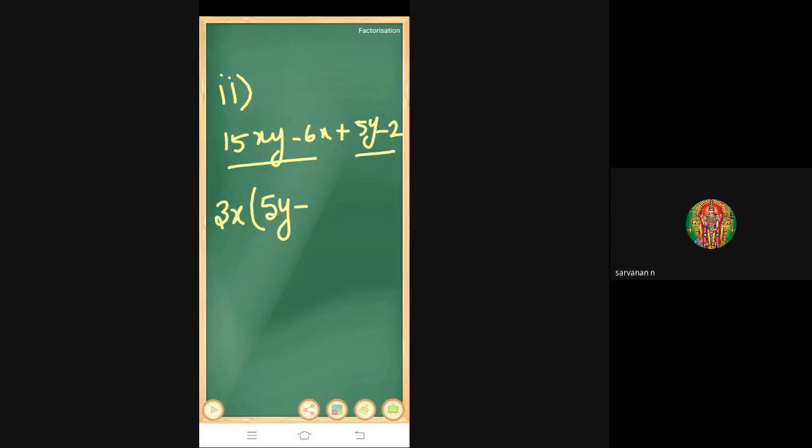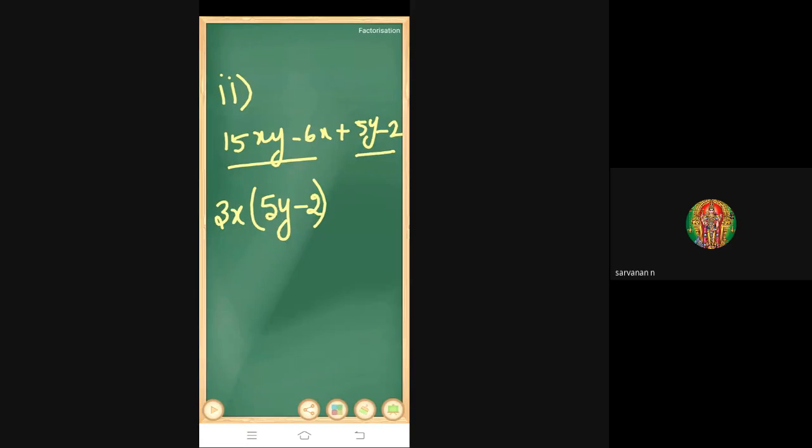One more, then you can understand. See, the next sum: 15xy minus 6x plus 5y minus 2. Okay. So now let us take these two and these two. How will you do? From these two, which is common? 15 and 6 will come in which table? 3 table. Then variable x is common. 3 table 15, 5 times and 1 y is left out. Minus 3 table 6, how many times? 2 times, and x we have taken already commonly out.